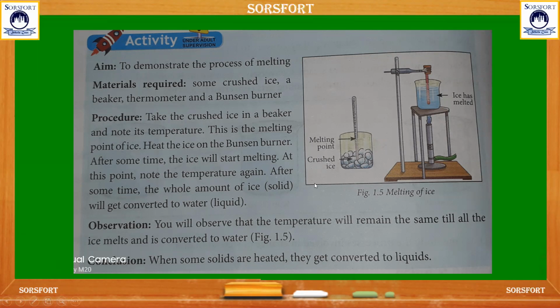Heat the ice. We have to apply heat to the ice, and it will start melting. Then we record the temperature, at which point after some time the whole amount of ice will be converted into liquid. What will you observe? The temperature remains the same until all the ice melts and is converted to water. What have we concluded from this? When some solids are heated, by absorbing heat they are converted into liquids.